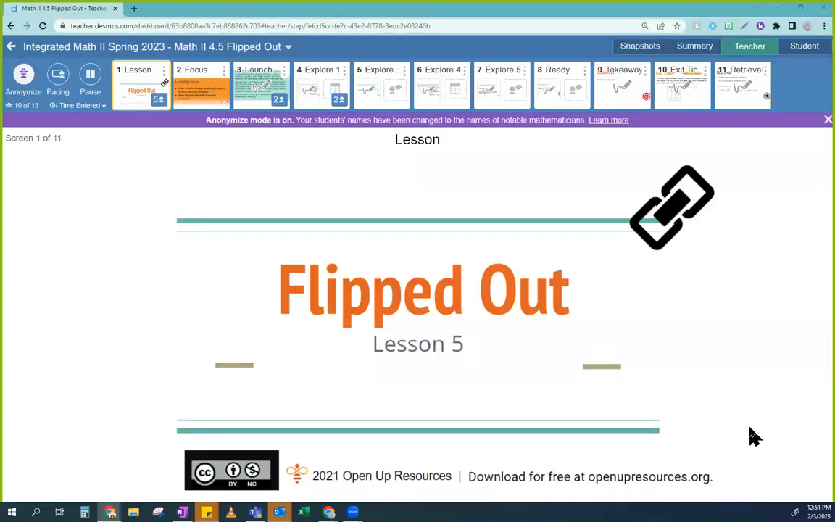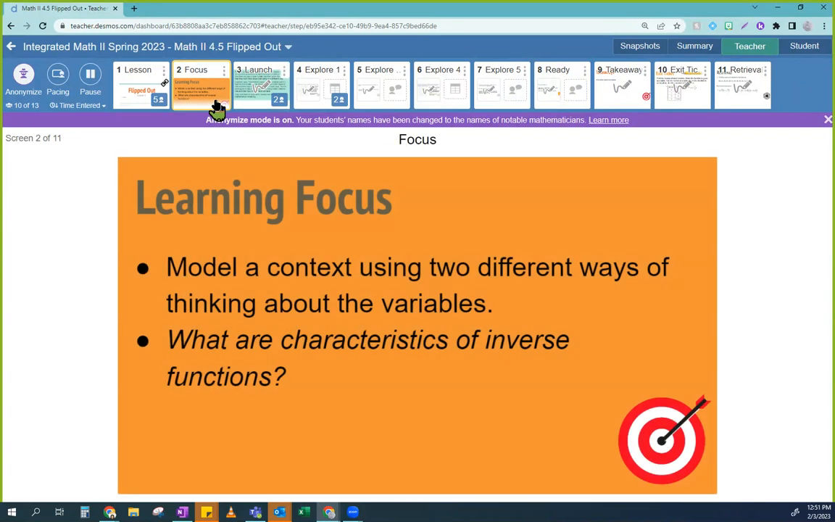Okay, so we're going to be going over Math 2 4.5 flipped out, which is kind of like a continuation of what we've been talking about. So by the end of today, you'll be able to model a context using two different ways of thinking about variables and what are the characteristics of inverse functions.